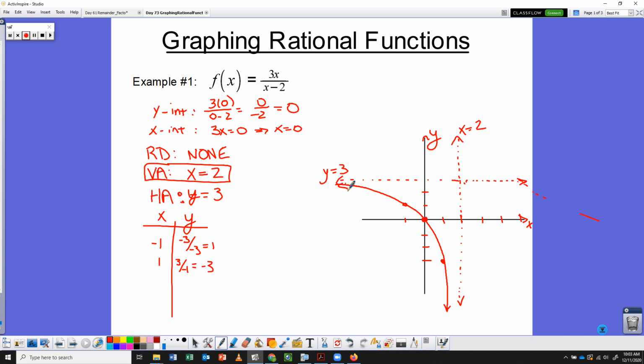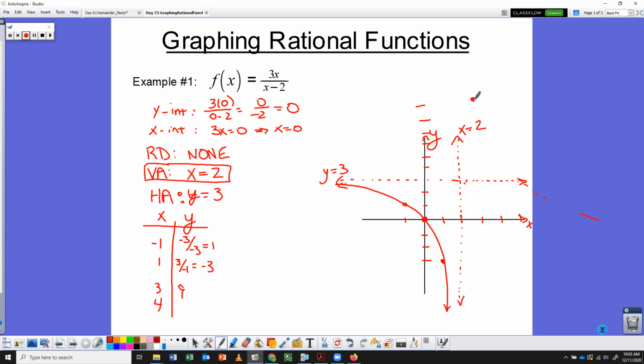Now, I've got to pick some numbers on the right side of 2 to figure out what that side of the graph is doing. So I'll pick x values of 3 and 4 and plug these numbers into my formula. For an x value of 3, we're going to get 3 times 3, which is 9, divided by 3 minus 2, which is 9 divided by 1, which is 9. So, oh my gosh, I don't think my graph goes that high. 1, 2, 3, 4, 5, 6, 7, 8, 9. So at 3, my graph is way up here.